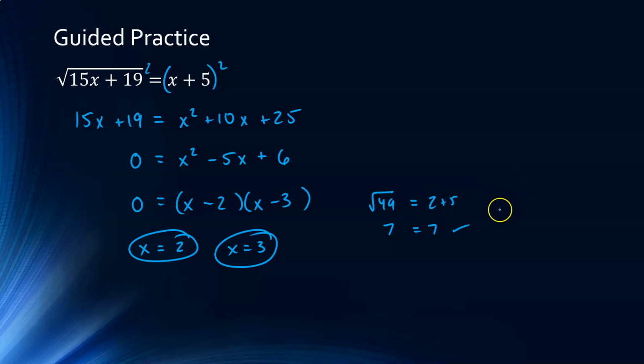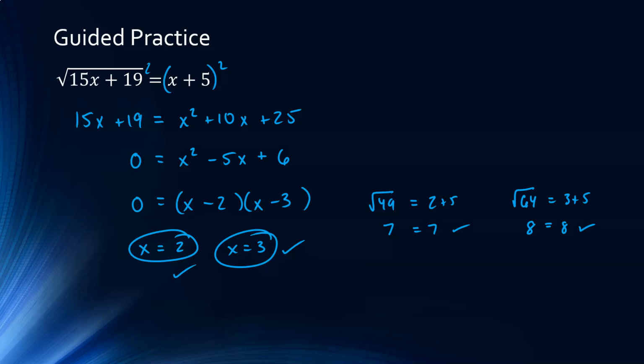If I do 3, 3 times 15 is 45. 45 plus 19 would be 64, which we know is going to be 8. And then on the right side, if I put 3 in for x, I would get 3 plus 5, which is also 8. So both of those end up checking. So that is both solutions here for this guided practice problem.